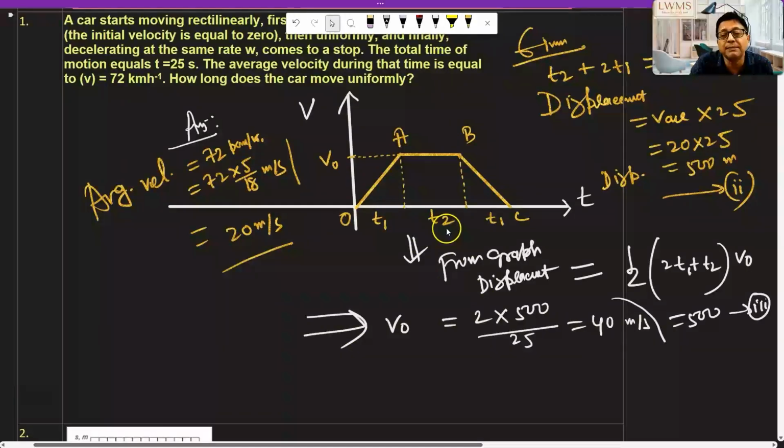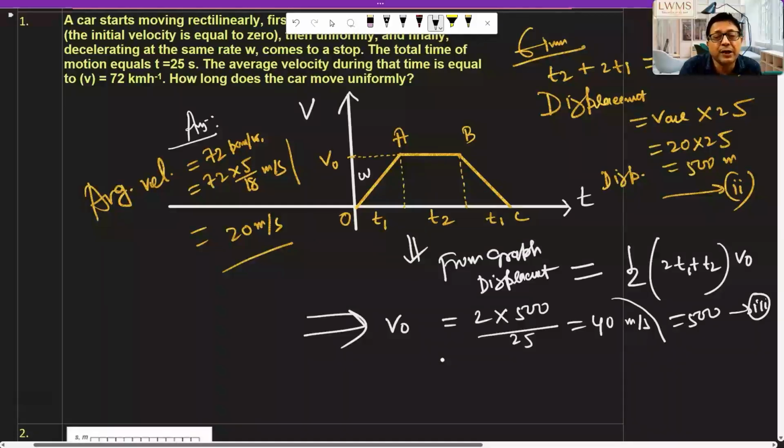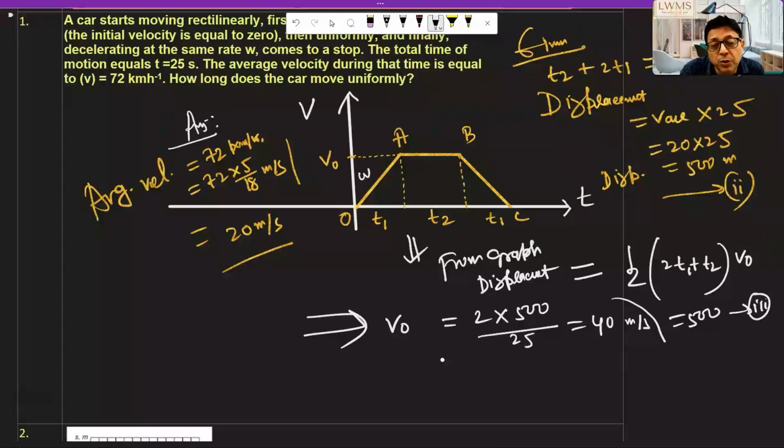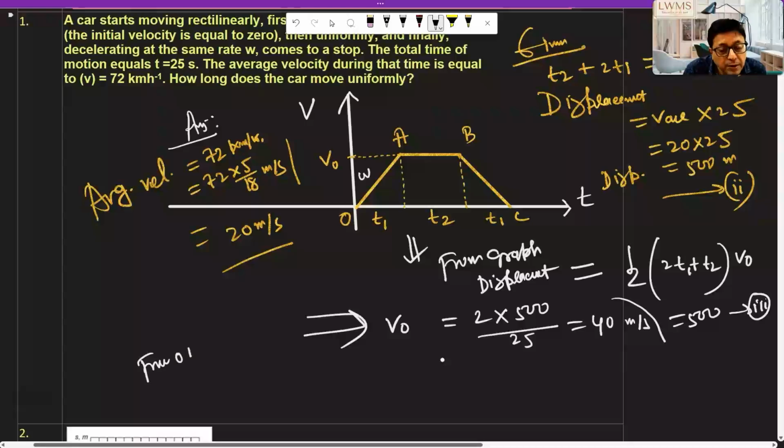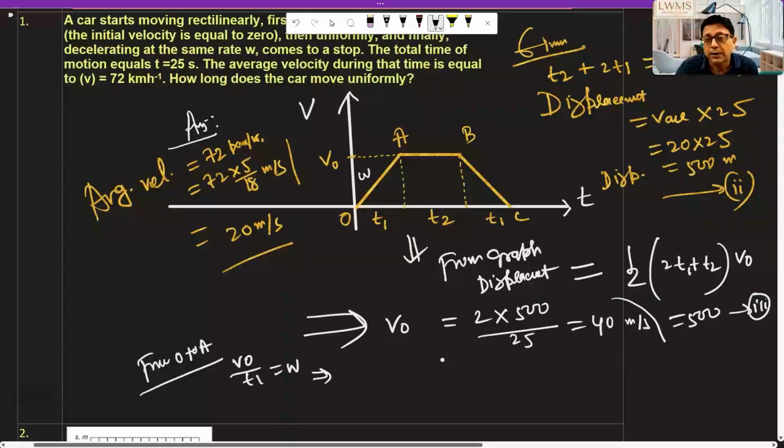But we have to get the time t2. T2, how can I get? Very easy to get. Here acceleration they have given, omega or w, whatever you say. So for this portion we use the slope concept. For this portion from O to A, V0 by T1 equals W. So T1 we are getting, T1 is V0 by W.